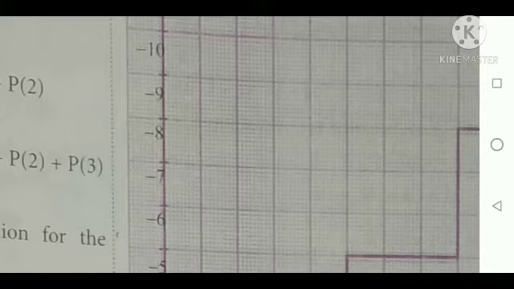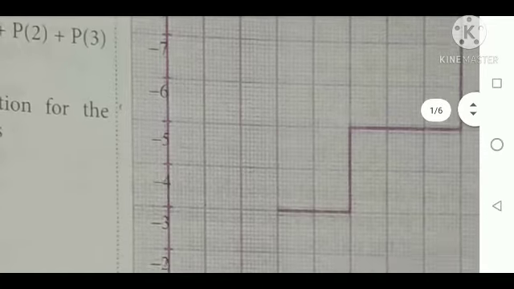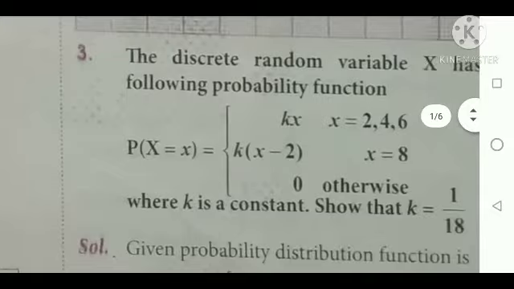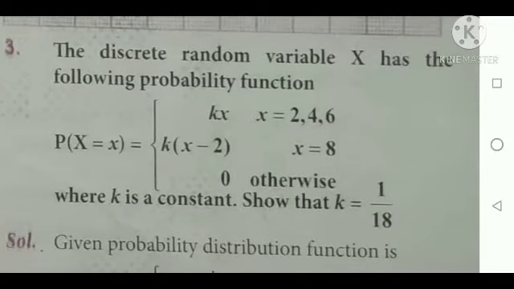0.10 means 1.0, so it is 1. Likewise you have to find that. The discrete random variable x has the following probability function: where x equal to 2, 4, 6 you apply k of x, and x equal to 8 means you apply k into x minus 2, and otherwise it becomes 0. Here k is a constant, show that k equal to 1 by 18.